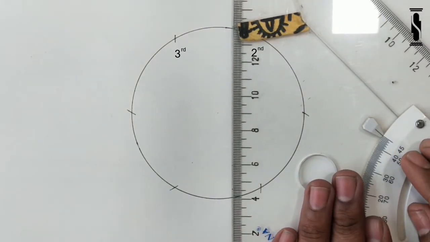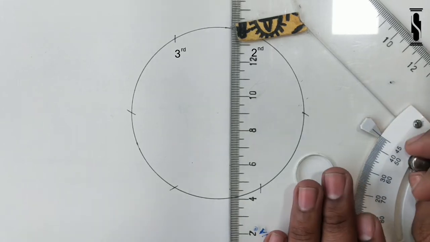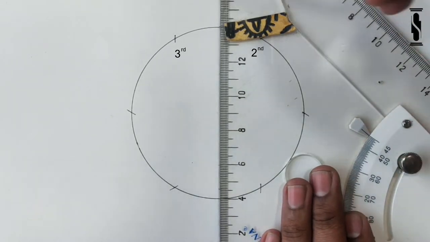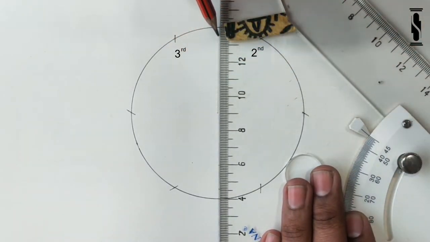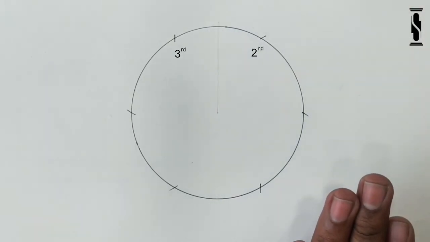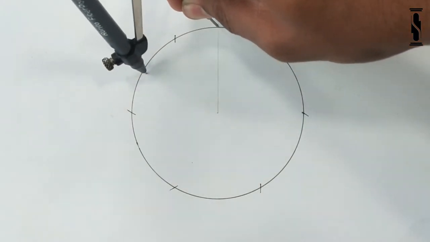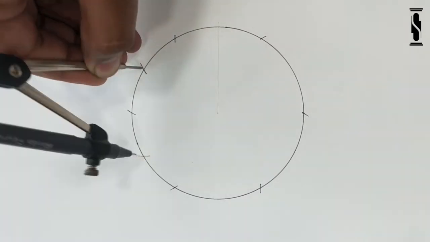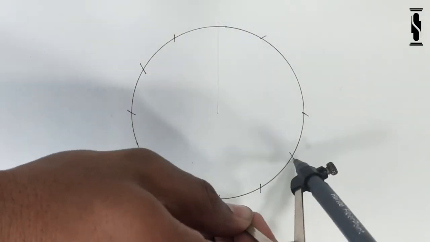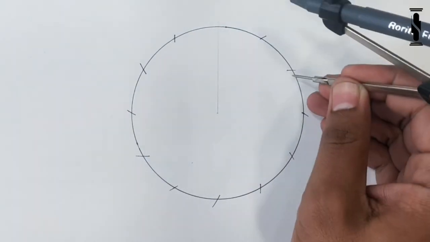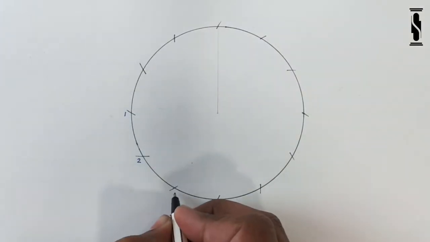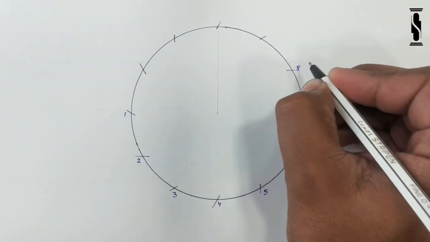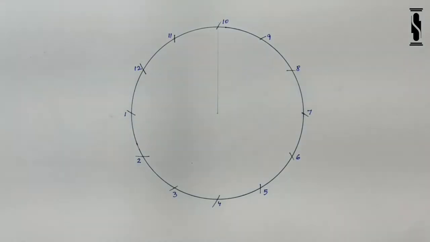Now, to divide the circle into 12 equal parts, mark another point vertically aligned to the center, which will bisect the arc between the second and third points. Now, take this point as center, and with the same radius, mark another 6 points to divide the circle into 12 equal parts. Mark all the points from 1 to 12.